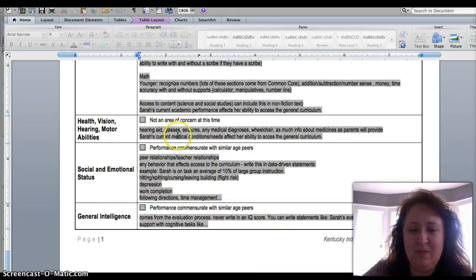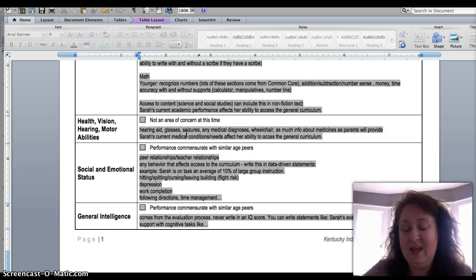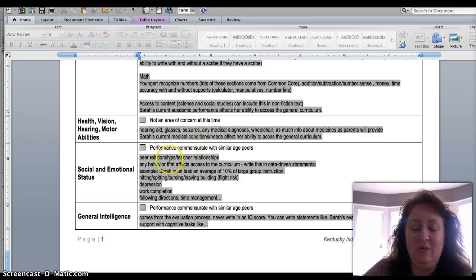Under health and vision, please remember you need to include any information about any supports that a student needs, and if they take medication, we want to be as specific as possible. And I gave the example, Dan takes 100 milligrams of Lamictal twice a day, AM and PM. He takes 5 milligrams of melatonin at night to help him sleep. You want to also include a sentence about their medical conditions if it affects their ability to access the curriculum.